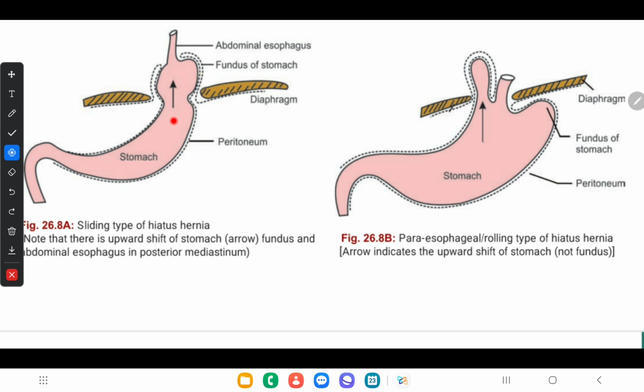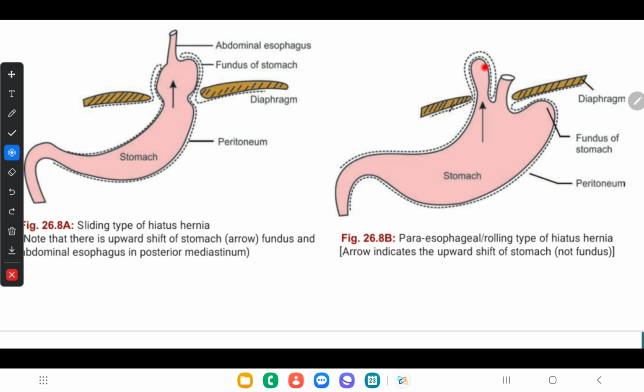There is regurgitation or reflux of acid contents from the stomach into the esophagus, causing peptic esophagitis. That means the main symptom of sliding hernia is heartburn sensation. And also the sliding hernia is usually associated with short esophagus.